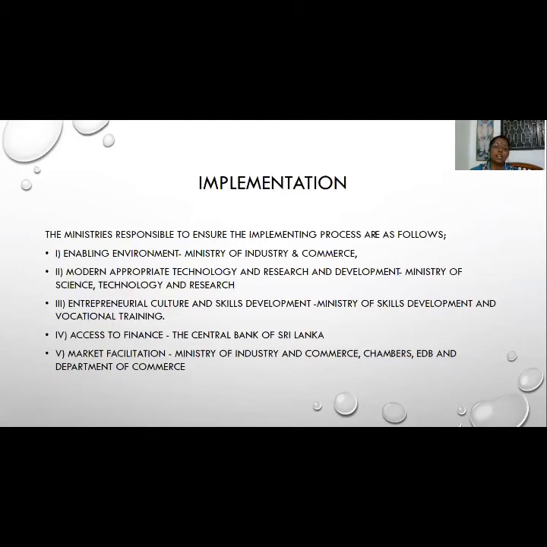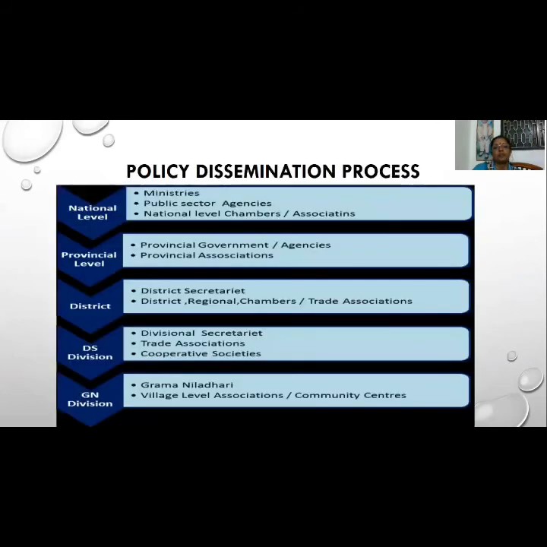Enabling environment, it can be possible only by the Ministry of Industry and Commerce. Modern technology was instructed by the Ministry of Science and Technology. Entrepreneurial culture and development is under the skill development and vocational training ministry. And for access to finance, the central bank takes more responsibility for SMEs. Market facilitation is by the Ministry of Industry and Commerce, chambers, EDB and the Department of Commerce. They are conducting different types of activities and implementing procedures.